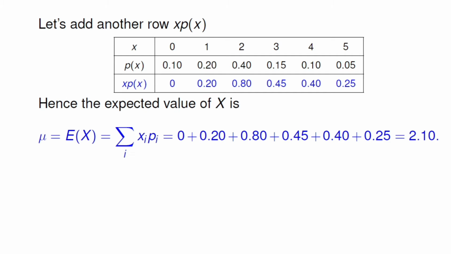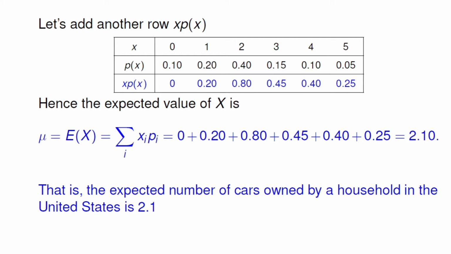So we have this formula, mu equals the summation of the products, which equals this equation, which equals 2.10 if you use a calculator. So that is to say the expected number of cars owned by a household in the United States is 2.1. That's how we solve this problem.